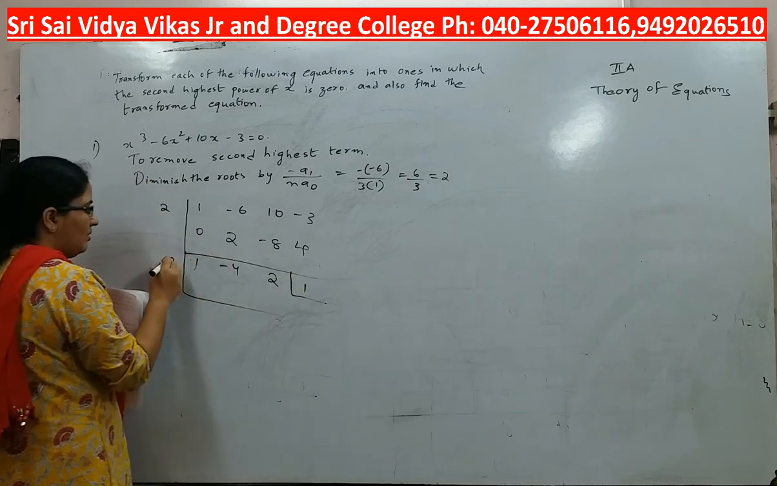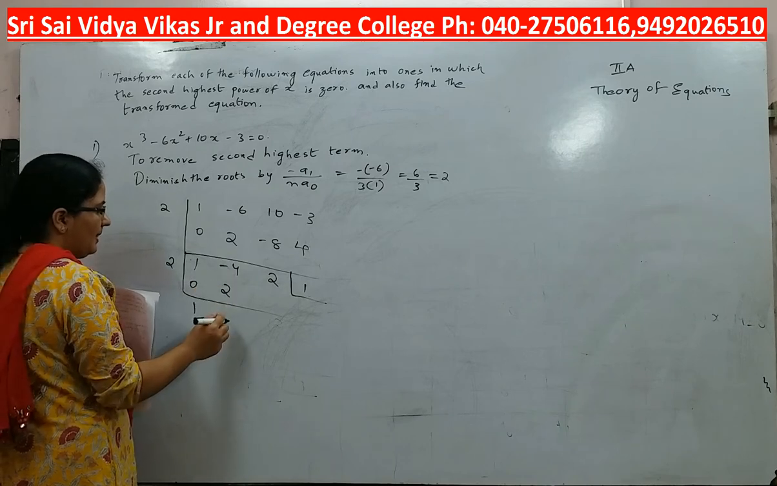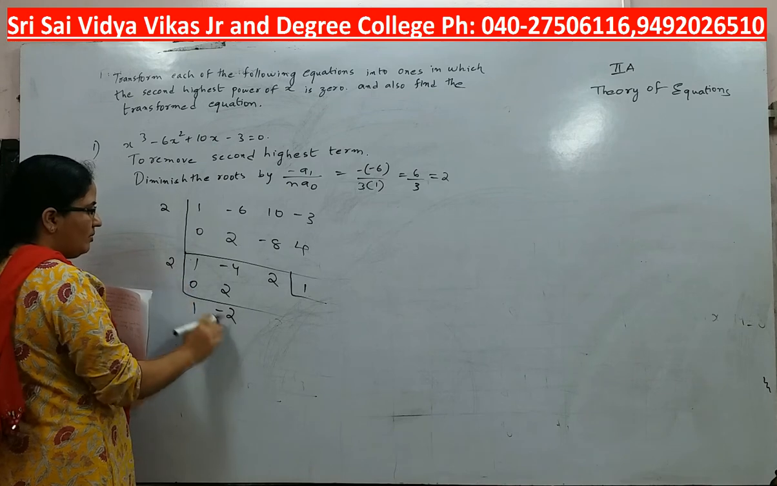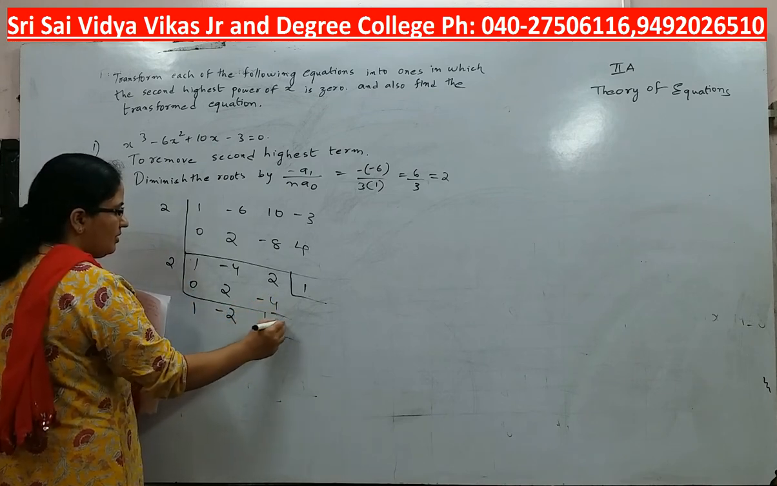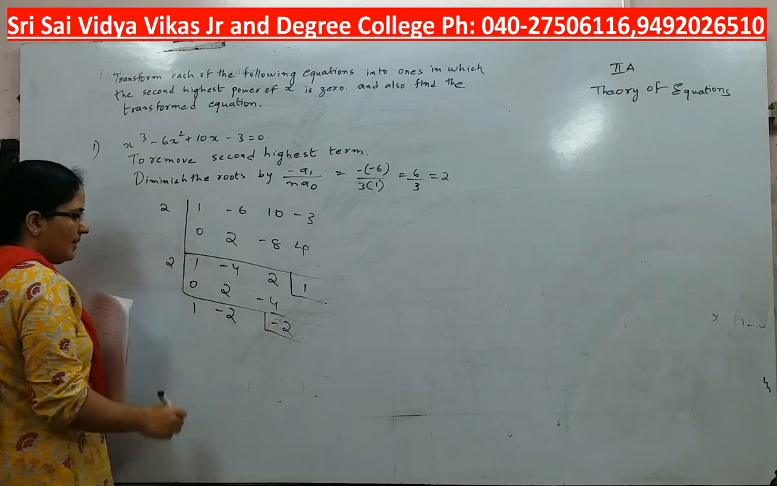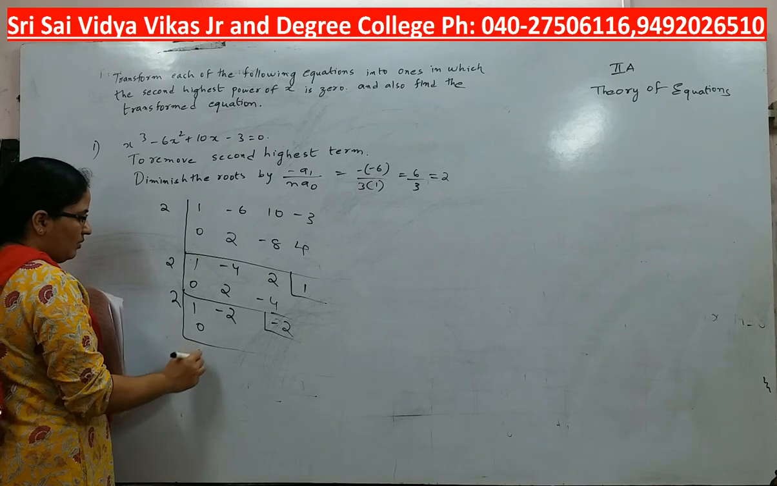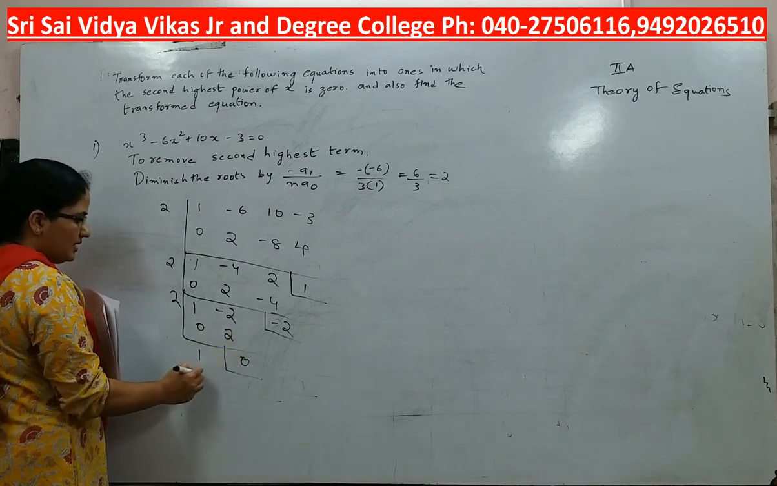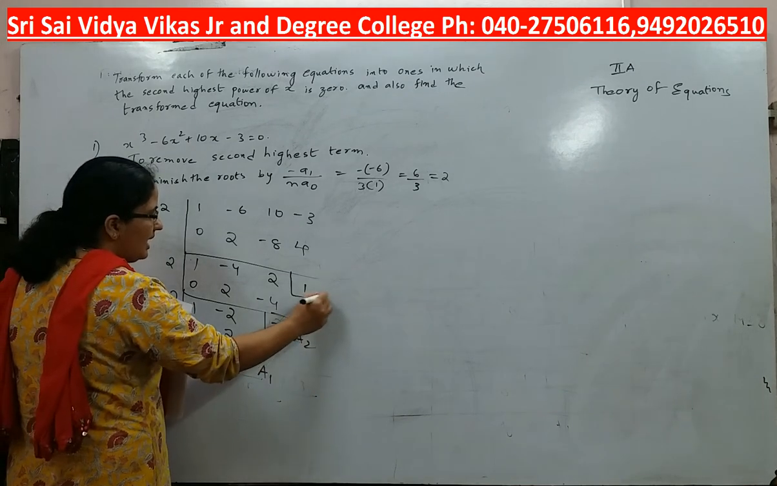Next again take 2. 0, 1. 2 ones are 2. 2 into minus 2, minus 4, minus 2. 2 into minus 2, minus 4. 2 minus 4, minus 2. Next 2, 0, 1. 2 ones are 2. This will become 0. So this is a0, a1, a2 and a3.